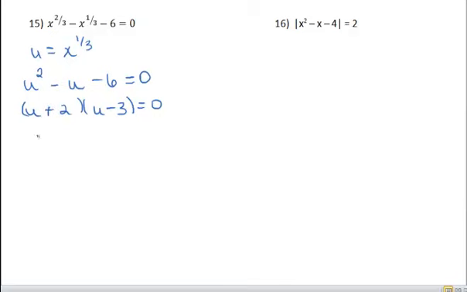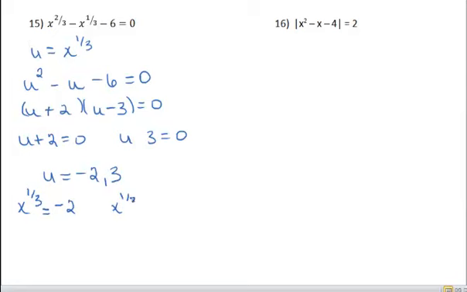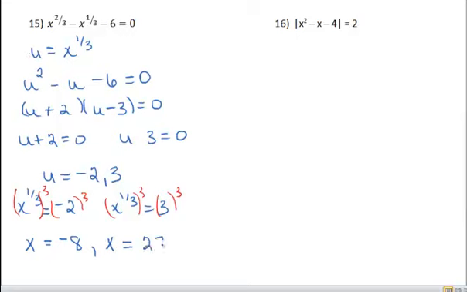And when you set both of those equal to 0, u plus 2 equals 0 and u minus 3 equals 0. You get u is equal to negative 2 and 3. And since we don't want u, we want x, we resubstitute. So x to the 1/3 equals negative 2, x to the 1/3 equals 3. Now to get rid of those 1/3 powers, we need to raise both sides to the 3rd power. When we do that, we get x is equal to negative 8 and x is equal to 27.